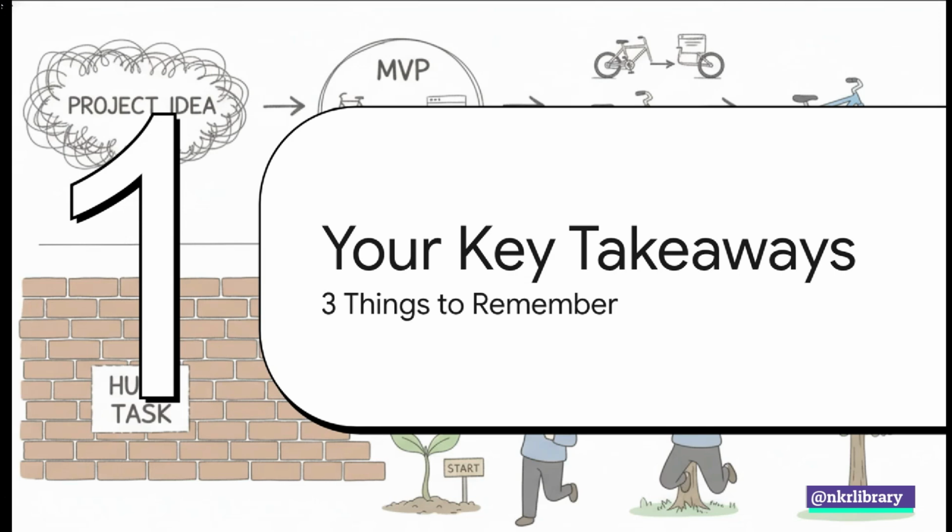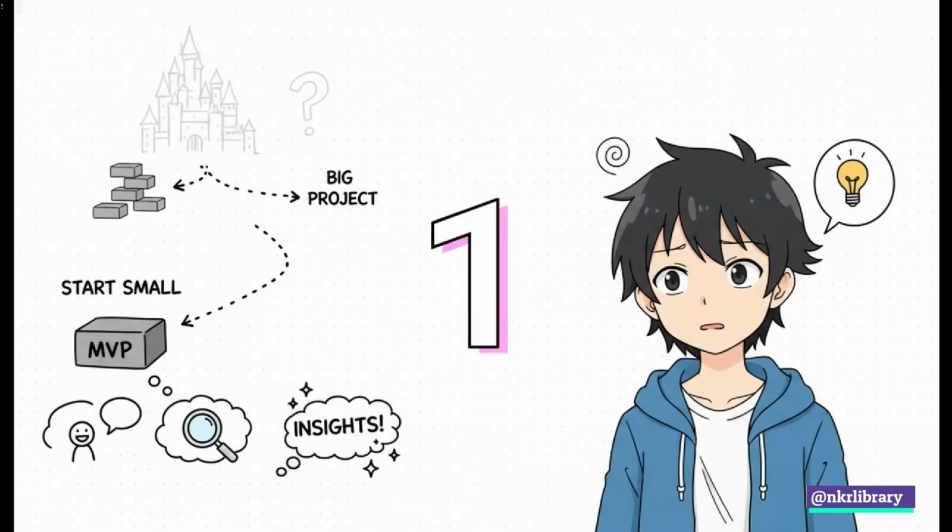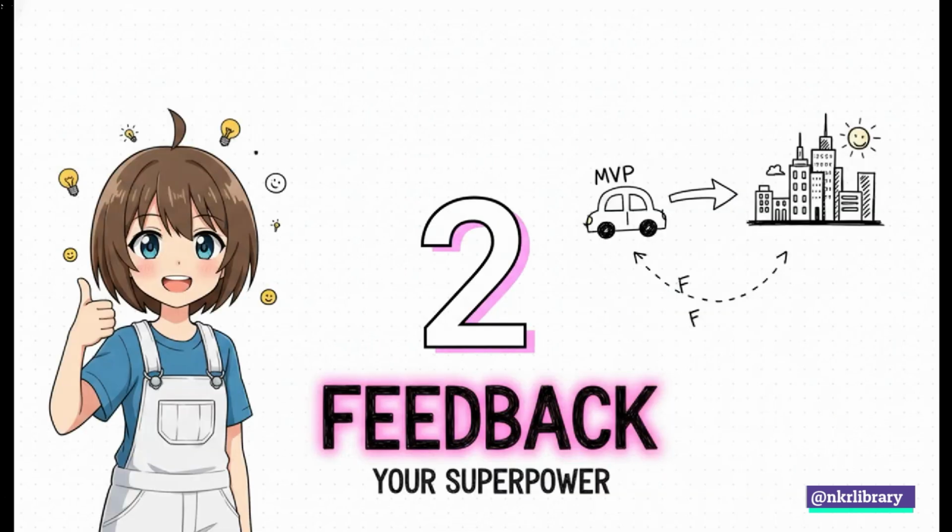Let's wrap this up with the 3 most important things I want you to remember from all of this. First up, start small to learn big. Don't try to build the entire castle all at once. Just build one solid brick, show it to people, and learn from what they say. That tiny bit of effort will give you huge insights. Second, feedback is your superpower. Seriously, an MVP is just the tool designed to get you that feedback. It's the cheat code that tells you what to do next, and it saves you from wasting time on things that nobody actually wants.